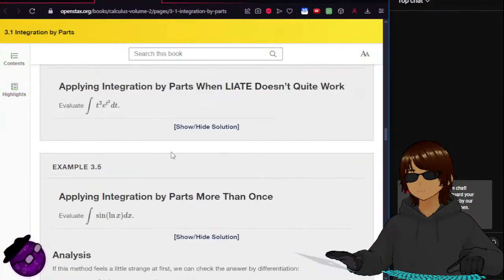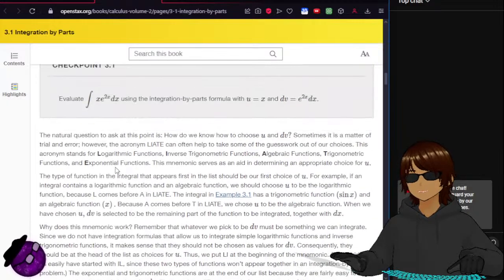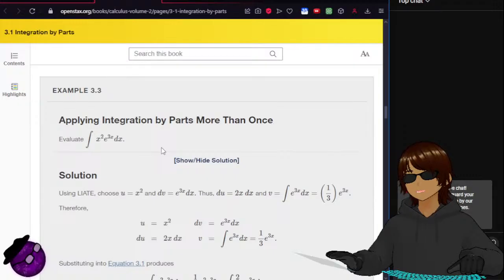Should I do another formula? What is this LEAT? The acronym stands for logarithmic functions, inverse trigonometric functions, algebraic functions, trigonometric functions, and exponential functions. Okay, never mind that.